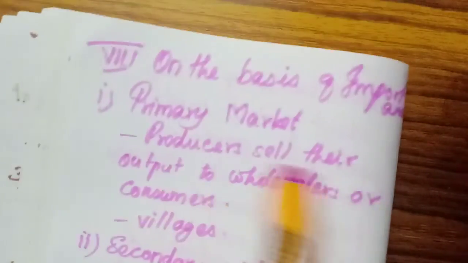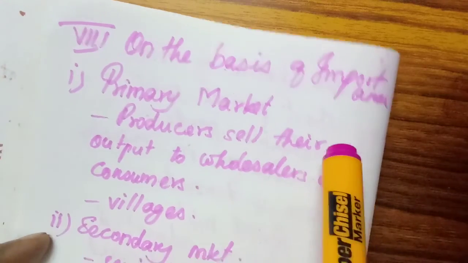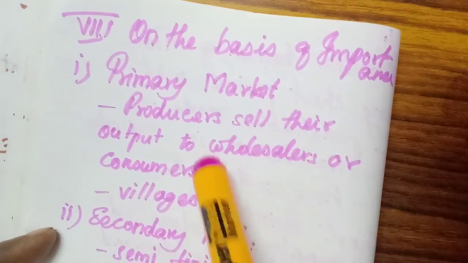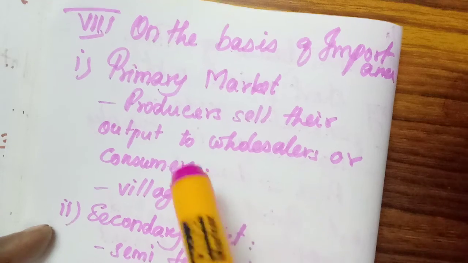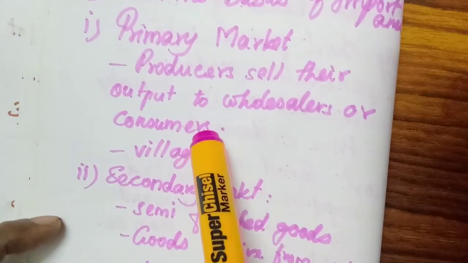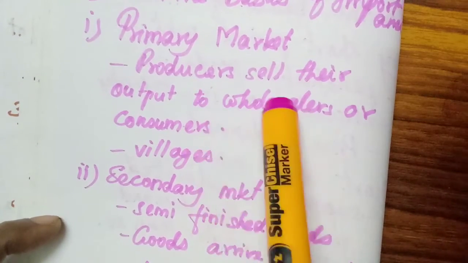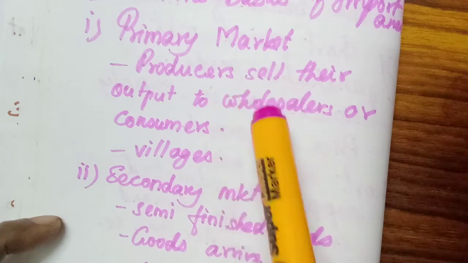Then the last one, classification on the basis of importance. Okay, on the basis of importance, they are classified into three heads. Okay, the primary market. What is primary market? Here you have to think about the villages only.